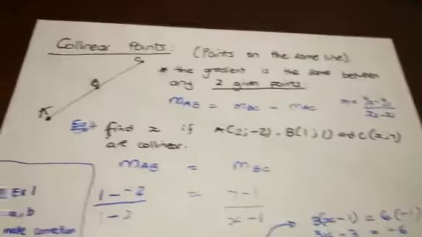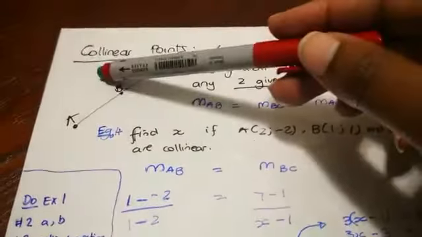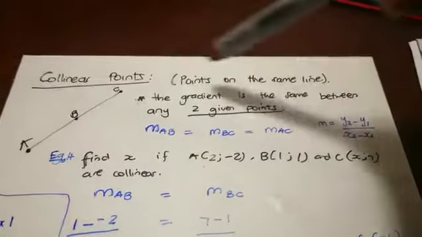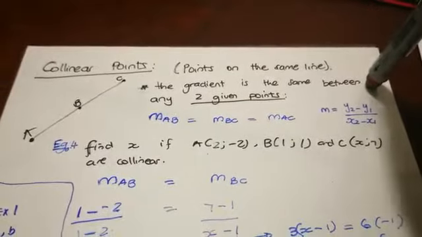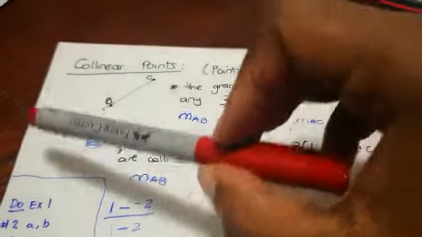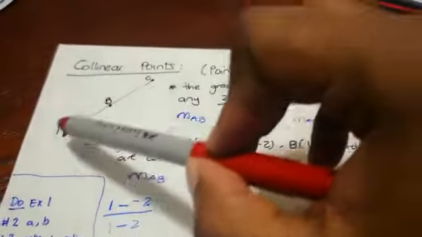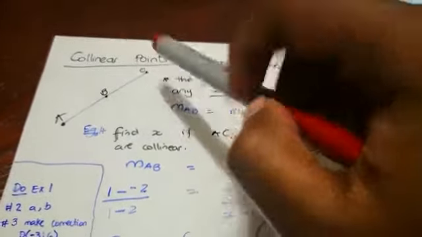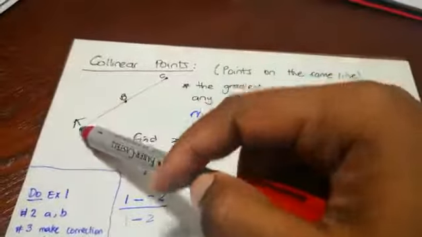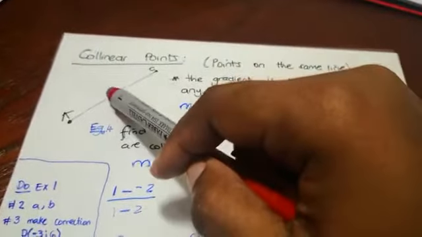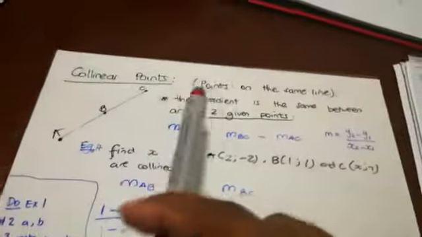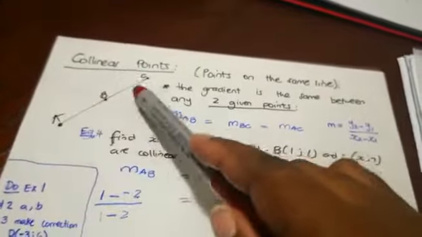All right, the last concept that we will look at today is the concept of collinear points. Now, points that are collinear are points that lie on the same line. So if I say A, B, C are collinear, I mean A, B, and C will be found on the same line. So that means the gradient of this line, I can calculate using AC, or BC, or AB. So the gradient is going to be the same at any given point.